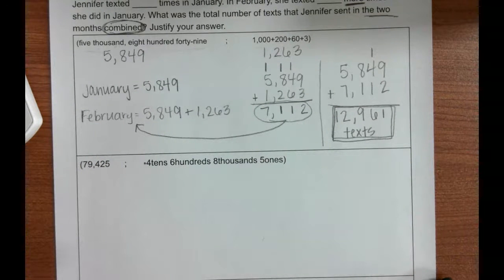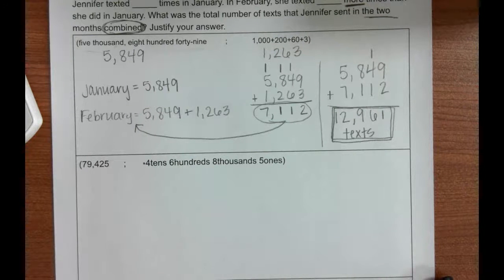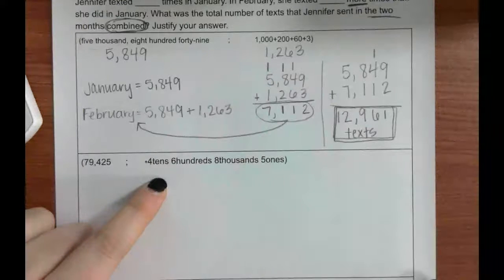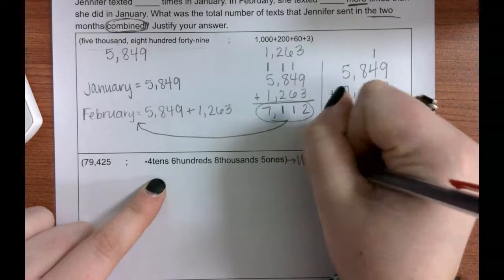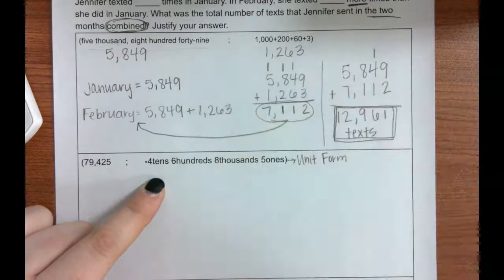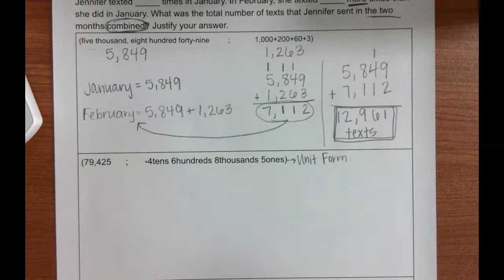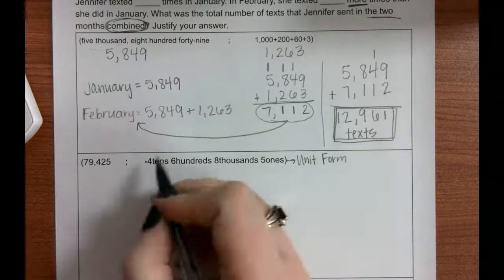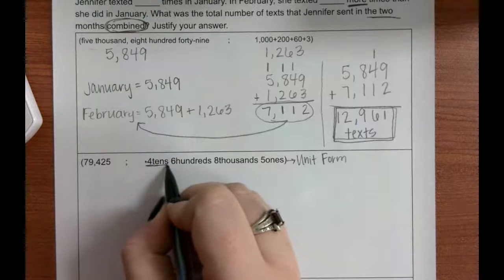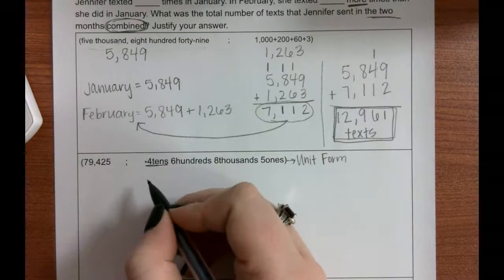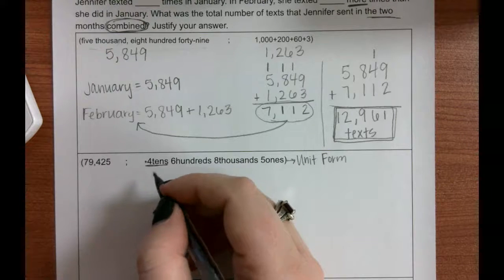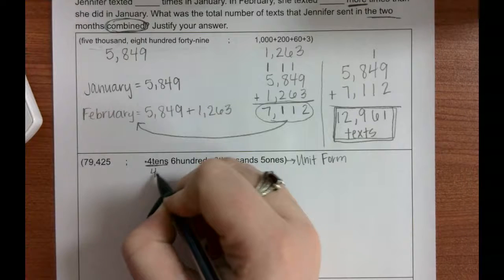Do we know our first number? Yes, 79,425. But look at the second number. This is what we call unit form. And it's all mixed up. So something that's going to help figure out your number is to write what it's saying underneath. So if we look at this right here, 4 tens, that means we have 10 4 times. So how many do we have? No. 10 4 times is 40.